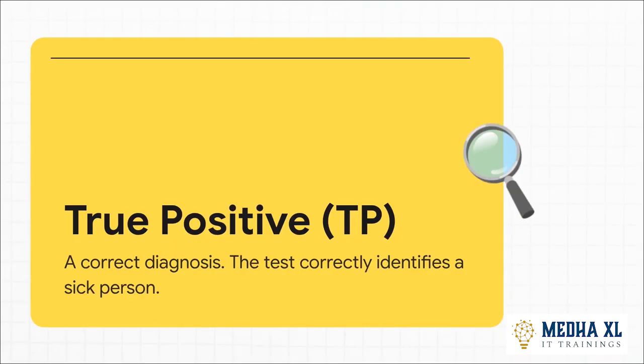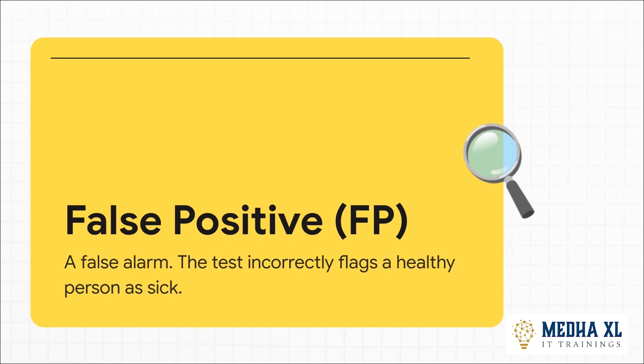First up, we've got the best case scenario for someone who's actually sick. A true positive. This is a direct hit. The test says you've got it, and you do. Perfect. Next, there's the false positive. This is your classic false alarm. The test flags you as sick, but you're perfectly healthy. This is the kind of error that leads to a ton of unnecessary stress, maybe even treatments you never needed in the first place.